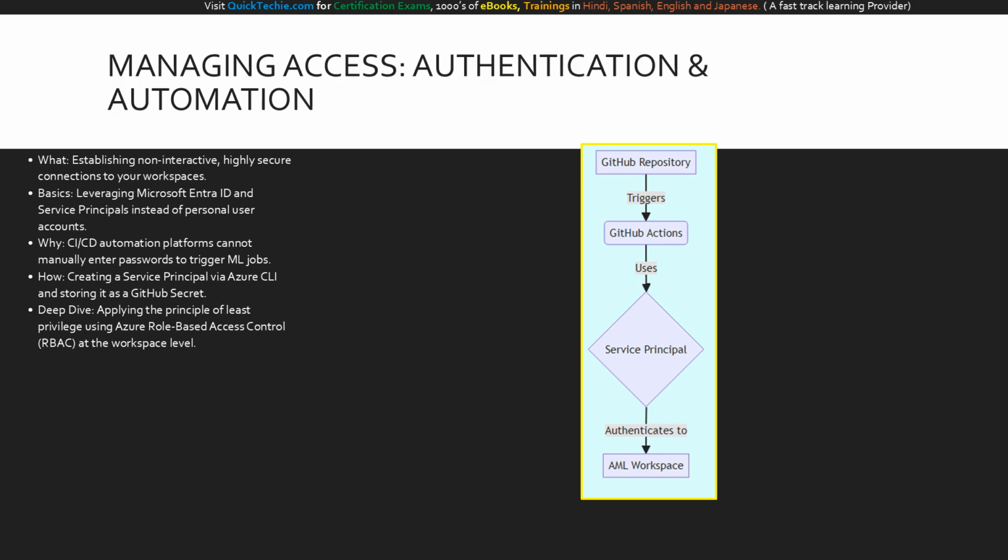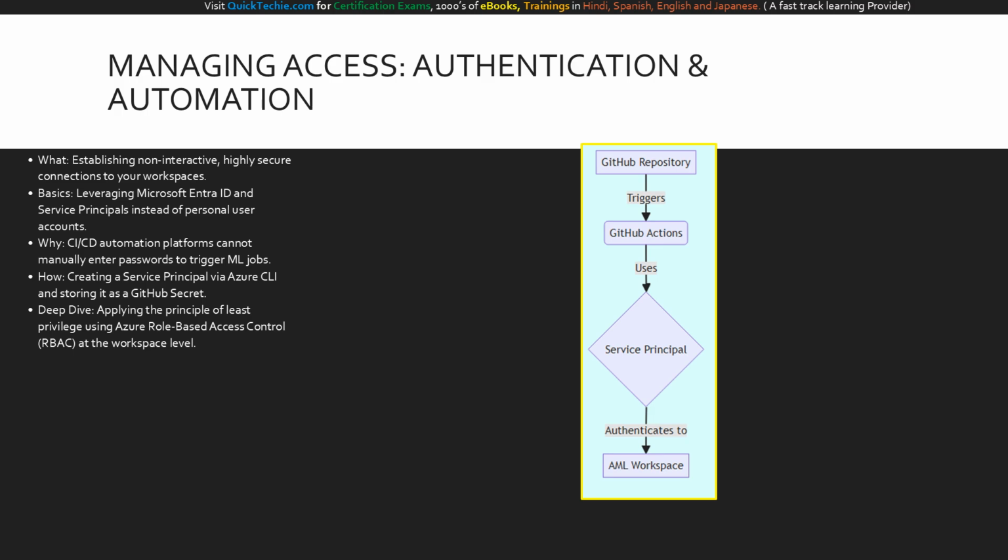Now, GitHub Actions needs to talk to Azure, but it encounters a locked door. This is where the diamond-shaped node, the service principal, comes into play. GitHub Actions uses the securely stored credentials to assume the identity of the service principal. Think of the service principal as an automated VIP badge. Once authenticated, the arrow points down to the final destination, the Azure Machine Learning Workspace.